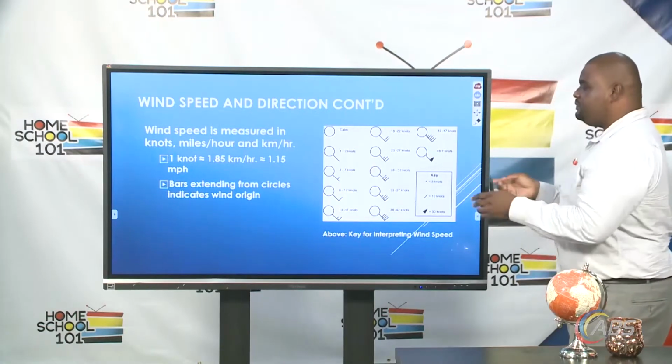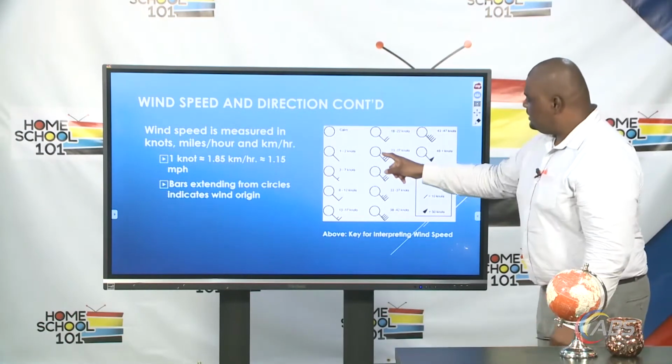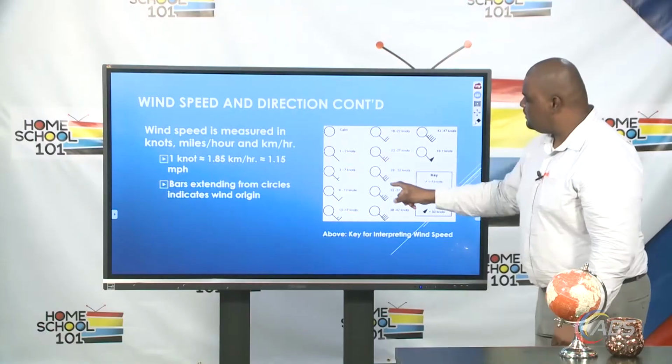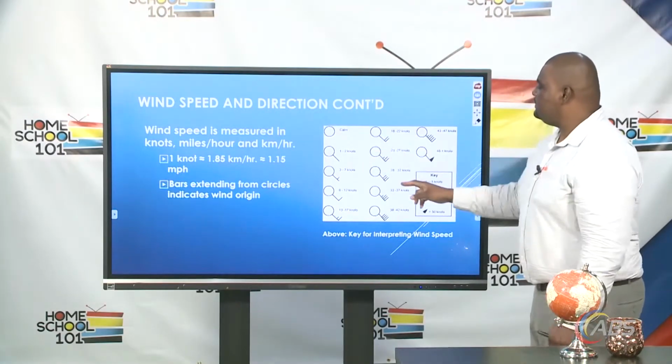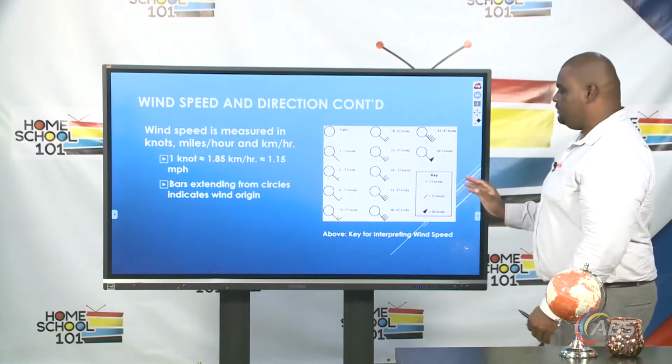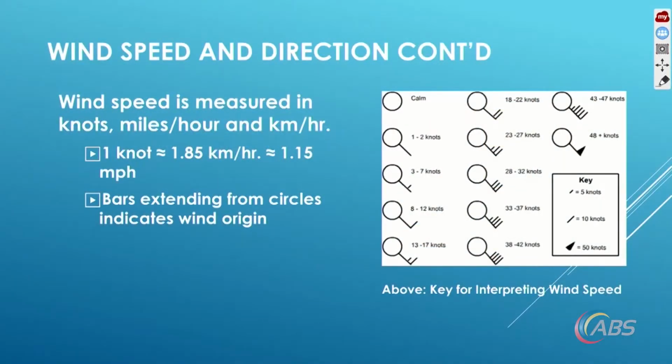All right, so wind speed and direction once again. Now, these projections coming from the circles would indicate the location that the wind is coming from. In this case, all of them would be coming from the southeast. Now, in terms of speed, each one of these shorter strokes would be 5.